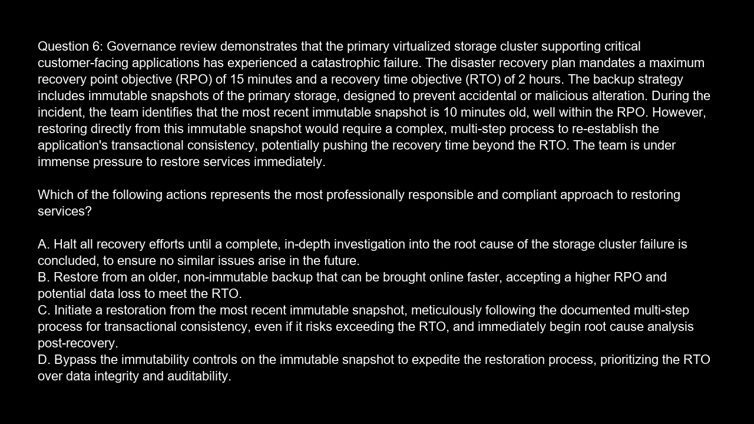Option B. Restore from an older, non-immutable backup that can be brought online faster, accepting a higher RPO and potential data loss to meet the RTO. Option C. Initiate a restoration from the most recent immutable snapshot, meticulously following the documented multi-step process for transactional consistency, even if it risks exceeding the RTO, and immediately begin root cause analysis post-recovery. Option D. Bypass the immutability controls on the immutable snapshot to expedite the restoration process, prioritizing the RTO over data integrity and auditability.